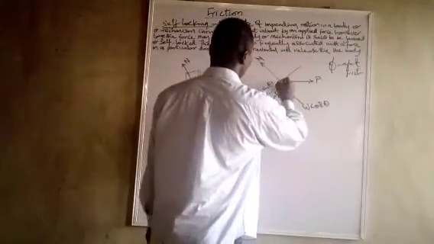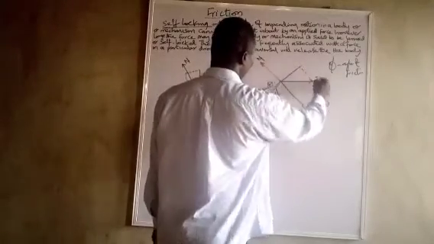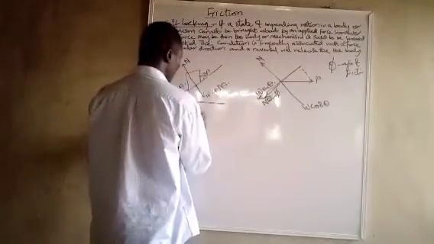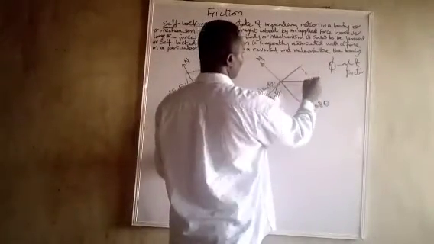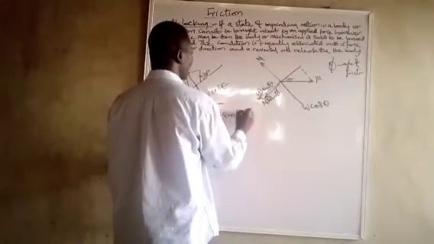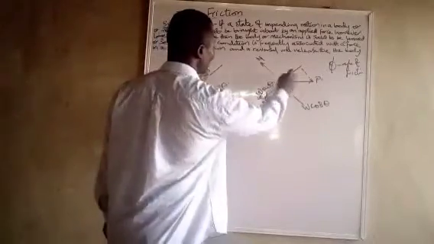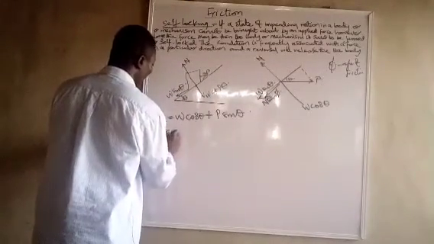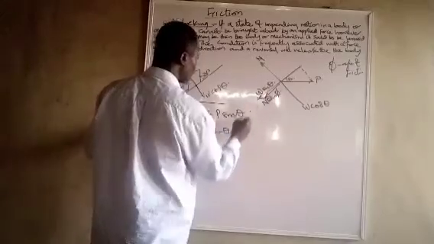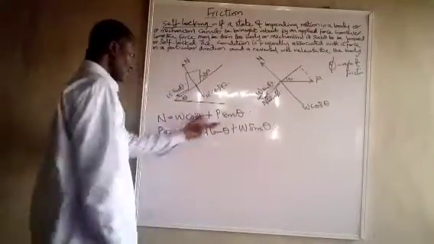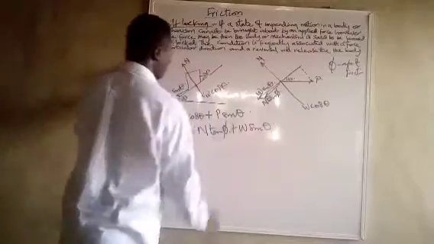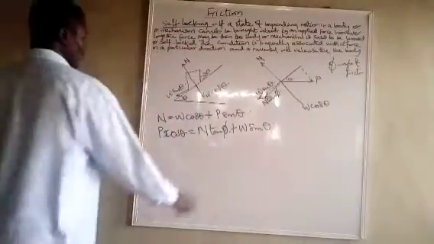Now, looking at this, we can see that N will be equal to W cos theta. We have it like this. This is P, and this is theta. So we are going to have plus P sin theta. We can also see that P cos theta is equal to N tan phi plus W sin theta.